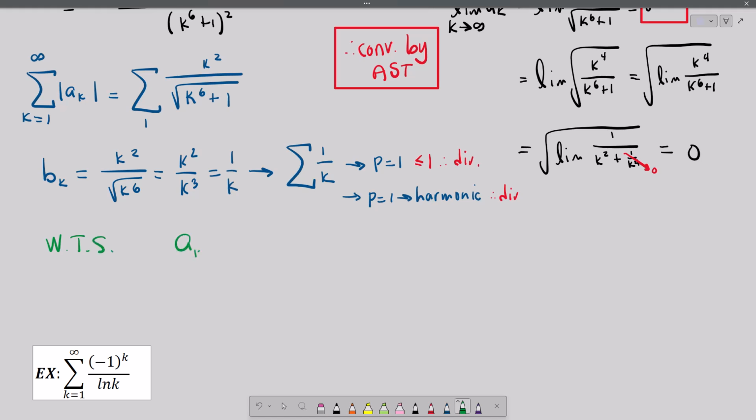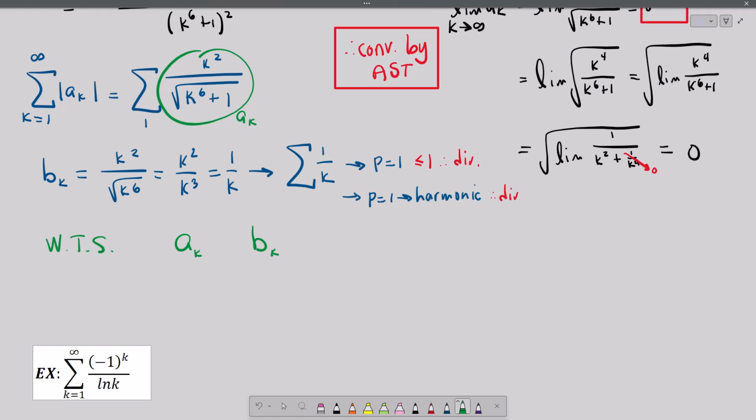So we're going to compare a sub k to b sub k. Do we want the a sub k, which is this original up here? That's going to be the a sub k that I'm talking about right here. That's a sub k for this analysis. Do we want to show that that's bigger than b sub k or less than b sub k? Bigger, because our two principles are bigger than diverging must diverge, and smaller than converging must converge.